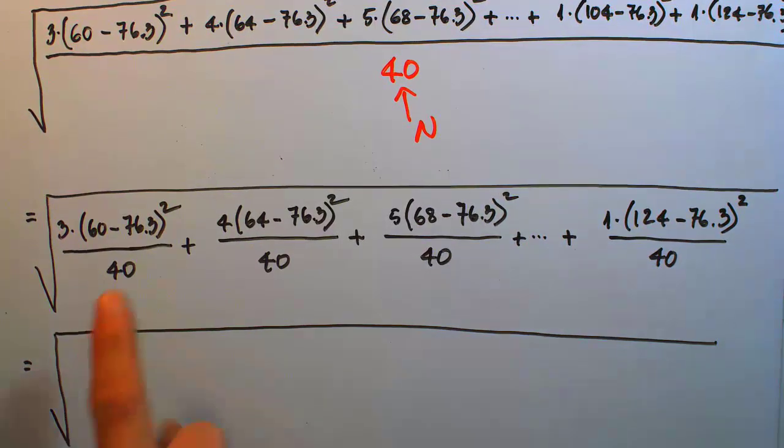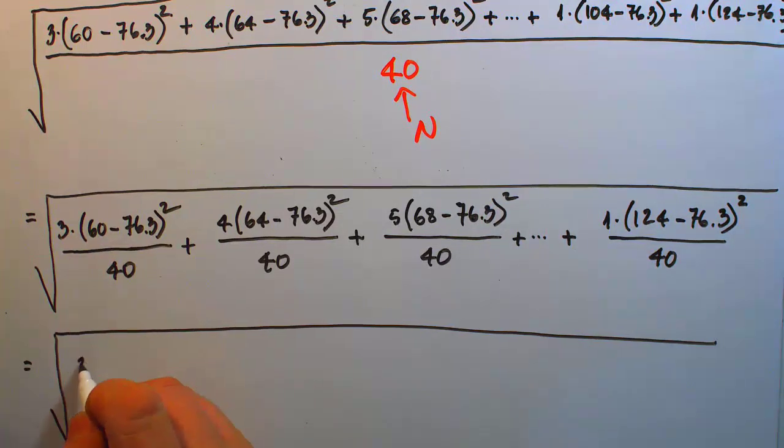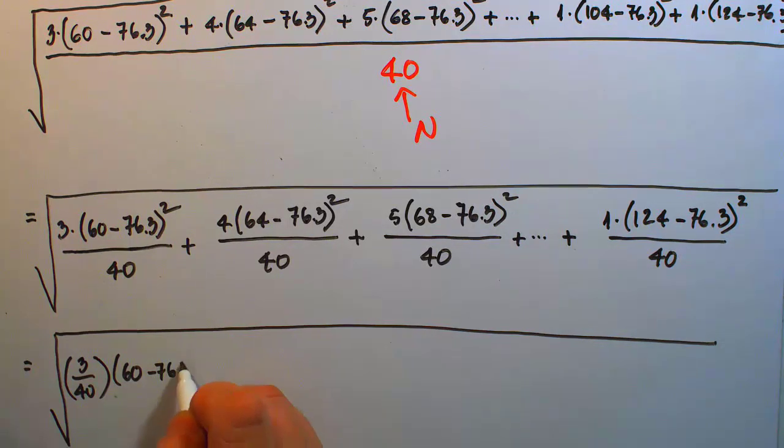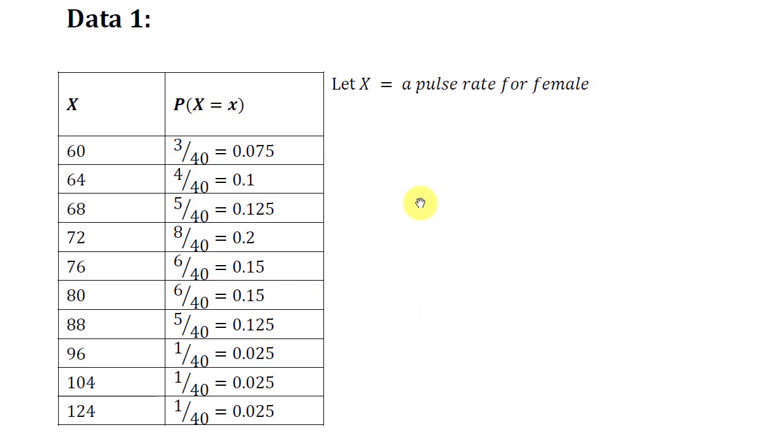In my first fraction, I'm going to purposely rewrite it as 3 out of 40 multiplied with (60 minus 76.3) squared. And as I'm writing this down, I need everybody viewing this video to start thinking about what the connection is between that 3 out of 40 and the probability distribution we currently have on the computer screen here.